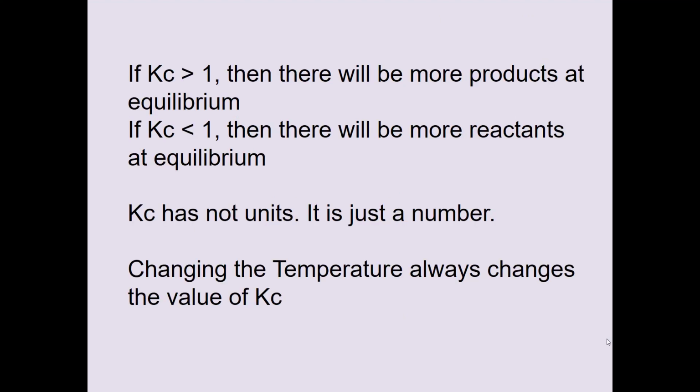So this slide is just saying what I said before. Bigger than 1, more products at equilibrium; less than 1, more reactants. And one thing to note is that your equilibrium constant does not have units. It's just a number. So don't worry about having molarity squared at the top and molarity at the bottom. It's not going to have a unit at all. And changing the temperature will always change the value of this equilibrium constant. So if you're comparing two equilibrium constants, you need to be at the same temperature.